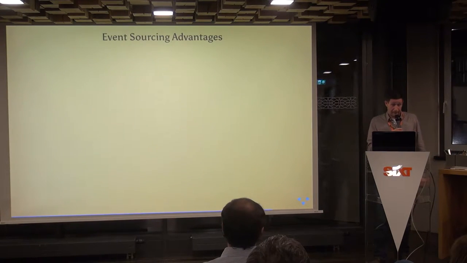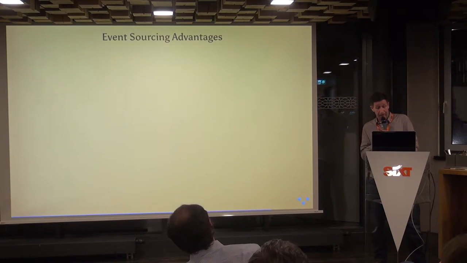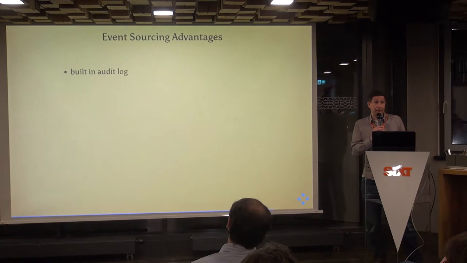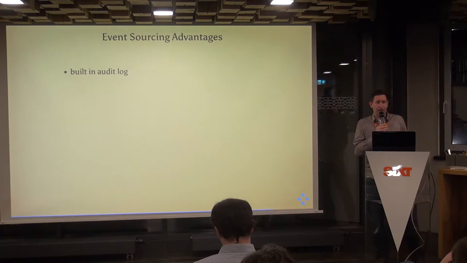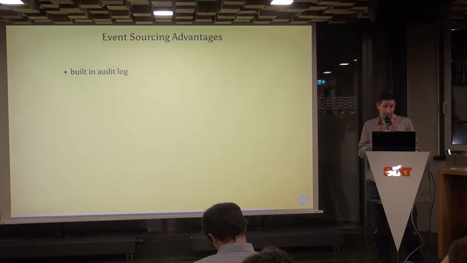Obviously, I want to emphasize again the advantages of event sourcing. We have a built-in audit log. This is why typically applications in industries like finance or banking are built exactly that way. You can exactly see what has happened, when it has happened, and why your aggregate or your data is in the state that it is. Why does the customer not have the amount of money on his account as he should have, for example?